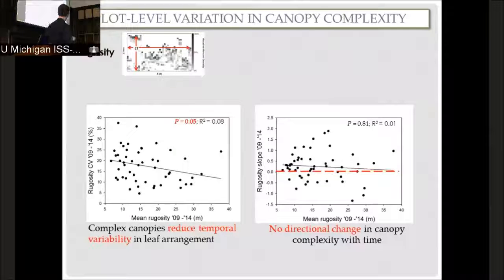And we look at the slope, where again, each point is a plot, but the y-axis this time is the change over time. So anything falling above that dotted red line at 0 means that the rugosity is increasing over time from 2009 to 14. Anything below the line means it's decreasing in time. And as you can see, there's not a significant relationship. So more complex canopies aren't becoming more or less complex over time.